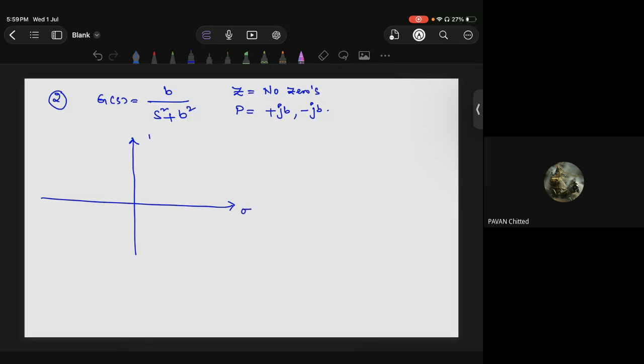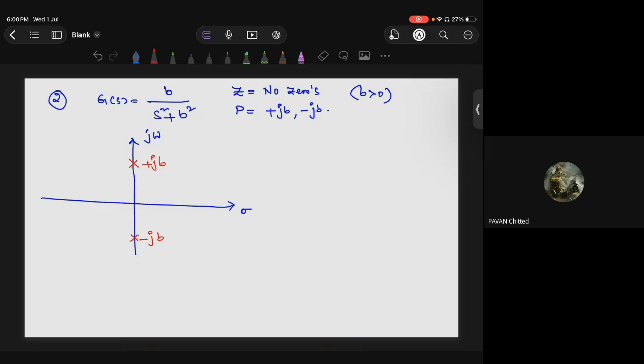Now in this case, can you tell me where should I locate? This is sigma axis, this is j omega axis. Let us assume b is positive. So where will plus jb exist? Somewhere here. That will be plus jb. Where will minus jb exist? Somewhere here. This is the pole zero diagram of this transfer function.